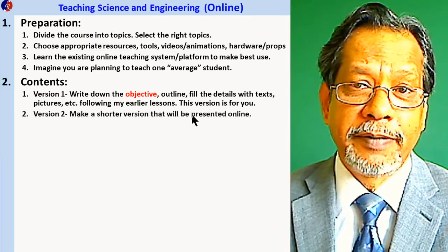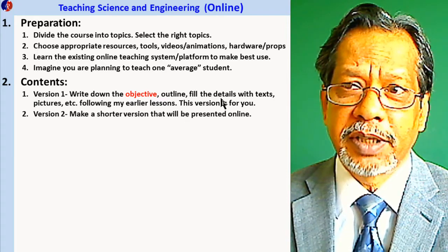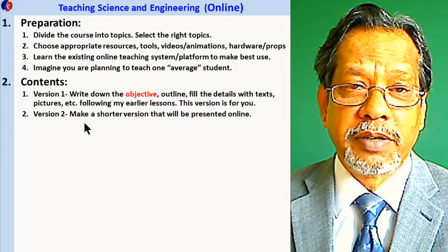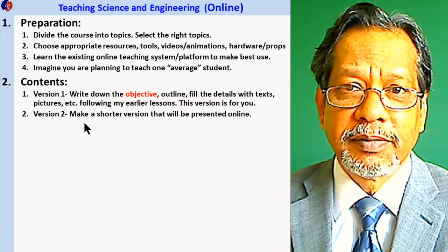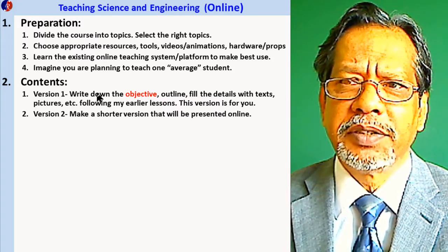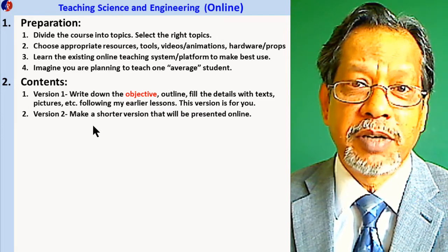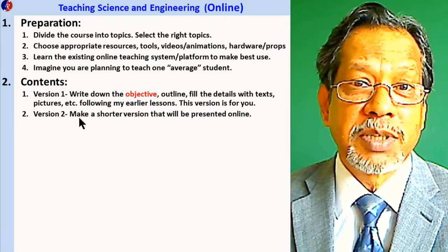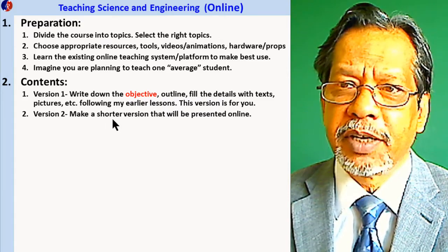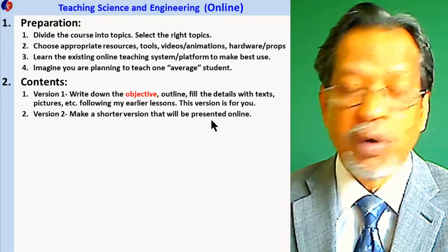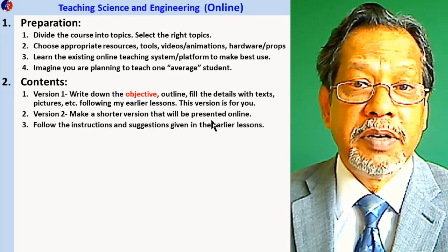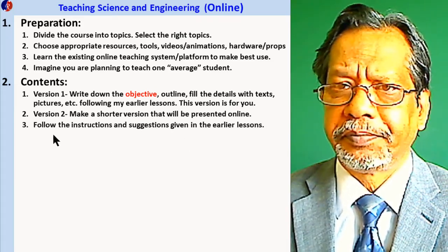Then make a shorter version. Throw out all the unnecessary things, not so important text, and make a shorter version that you are going to present. For example, I have a lot of details about all these things that I'm talking about in my other notes. I've gone over that many times. I'm showing you a simplified version here. Okay, make a shorter version that will be presented online or even in regular lecture class.